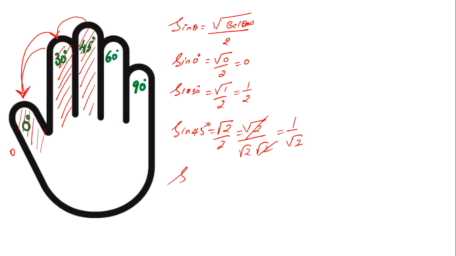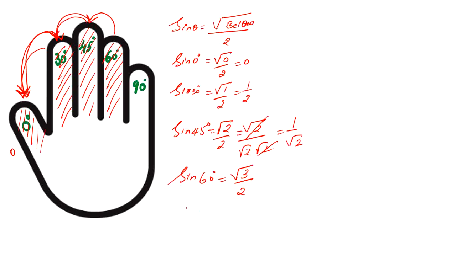Now proceeding to sine 60 degree. 60 degree represents the ring finger. Now close the ring finger. When we bend the ring finger, check how many fingers are below this closed one. One is the middle finger, next is the pointer, and the next one is the thumb finger. So totally you have 3 fingers below. So it's under root of 3 by 2. So sine 60 is root 3 by 2. Open up the ring finger.